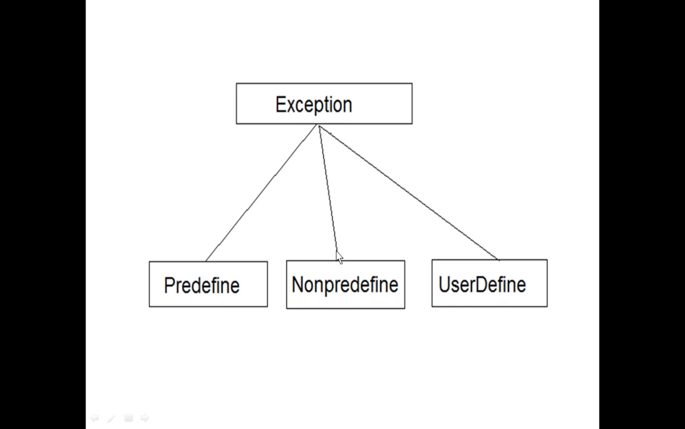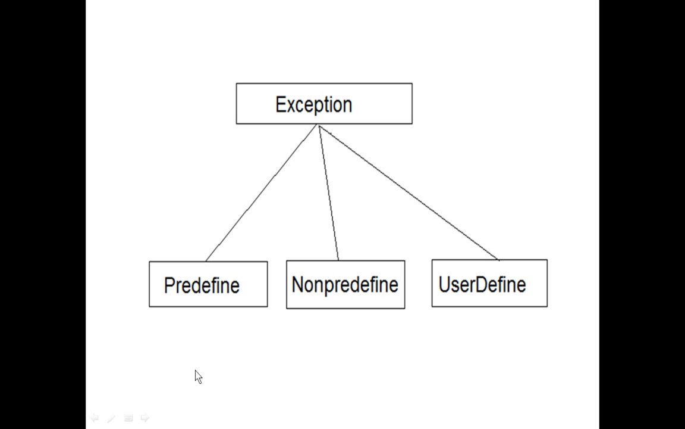Now there are mainly three types of exception. First is predefined, second is non-predefined, and third is user defined exception. Now we see them one by one. First is our predefined exception. Clear?